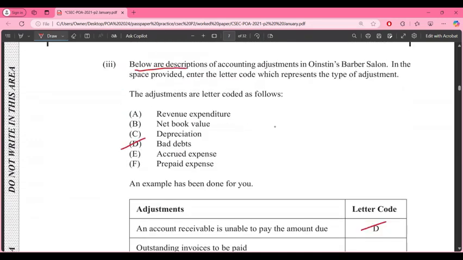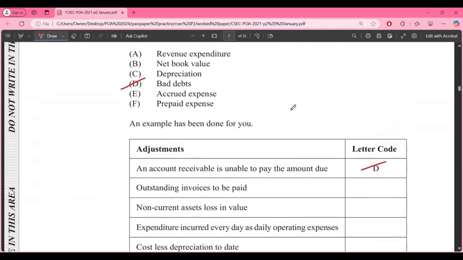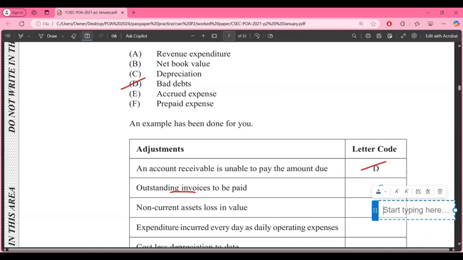of question 1. So in this one it tells you that below are descriptions of accounting transactions and adjustments at Austin Barber and Salon. In the space provided, enter the letter code which represents the type of adjustment. So basically, they are just reiterating what you did from at the top. So the first one is a bad debt, where an account receivable is unable to pay, or outstanding invoices to be paid. So if you have an outstanding invoice to be paid, then now you're having an accrual expense. So you'll put the E, just the E, and just move on. You don't need to write out the accrual expenses.